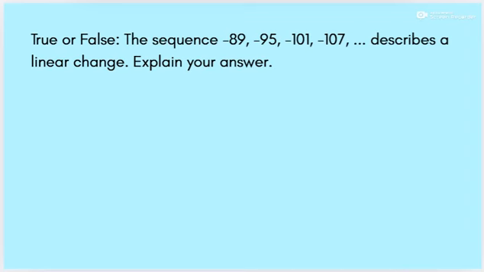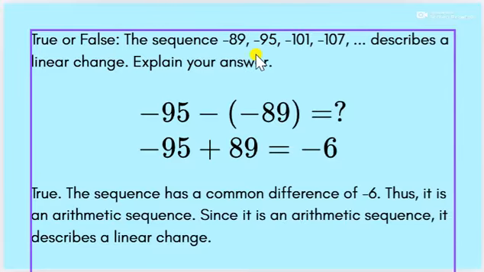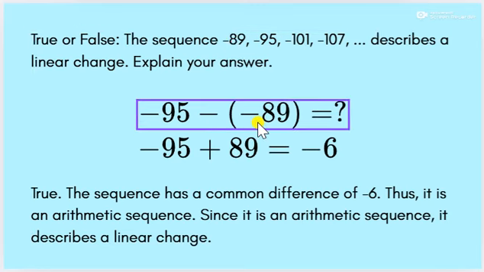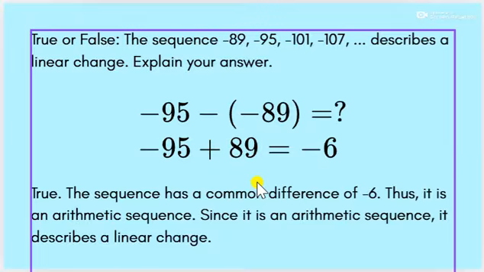So true or false, the sequence negative 89, negative 95, negative 101, negative 107 describes a linear change. Explain your answer. We'll work through this together. What we need to do first is take the second number in the sequence and subtract the first. You can do this with any 2 adjacent numbers. So we're going to take negative 95 and subtract negative 89. When you're subtracting a negative, it becomes a positive. So we have negative 95 plus 89, which is equal to negative 6.